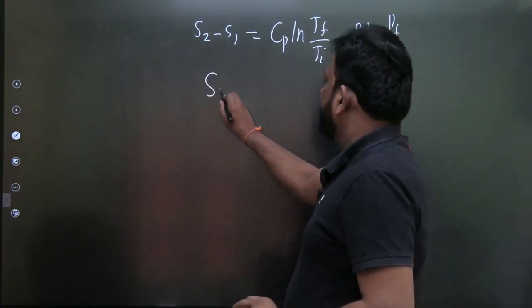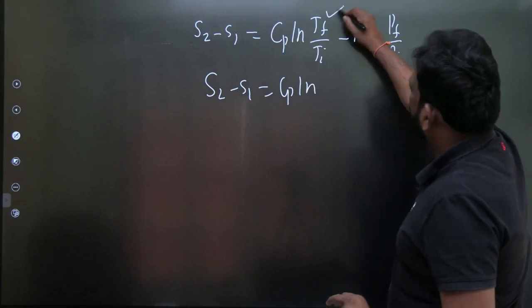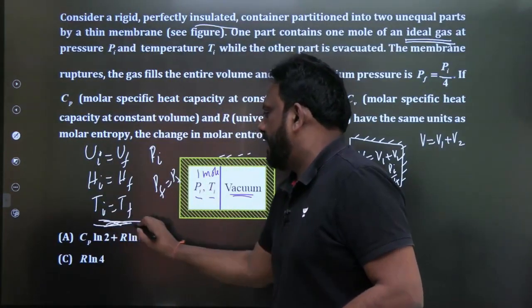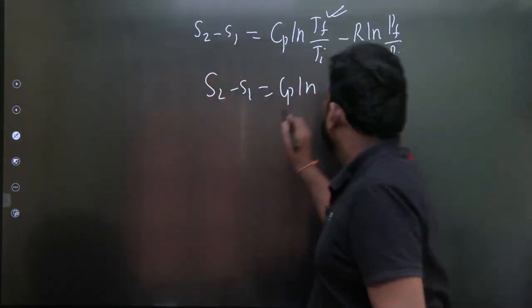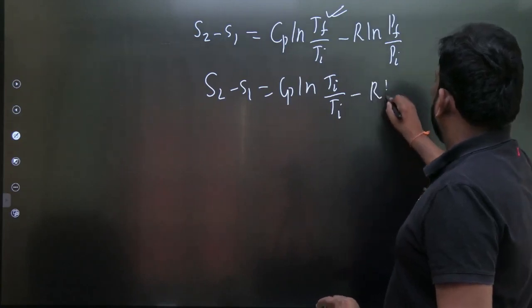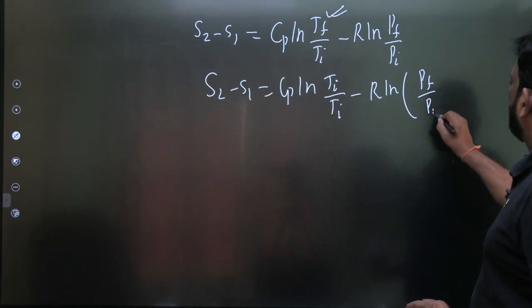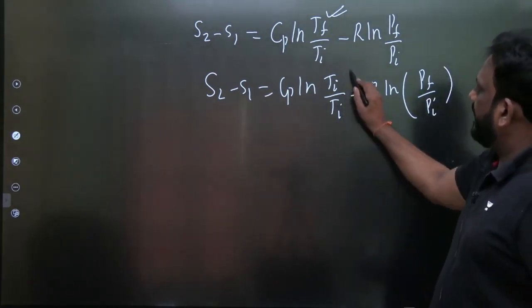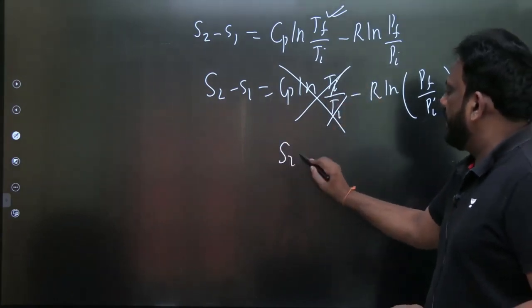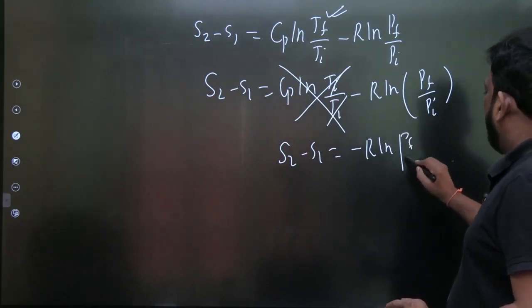Now see, S2 minus S1 is equal to Cp ln. The final temperature is also equal to the initial temperature when an ideal gas undergoes free expansion. So the final temperature can be written as initial temperature Ti, minus R ln. The final pressure is given. Okay, let me write Pf by Pi. Don't worry. So what is Ti by Ti? It is 1. Log 1 is 0. So S2 minus S1 is equal to minus R ln Pf by Pi.